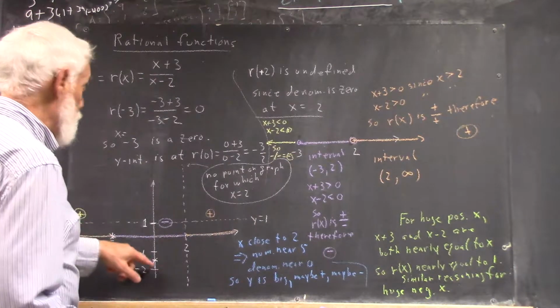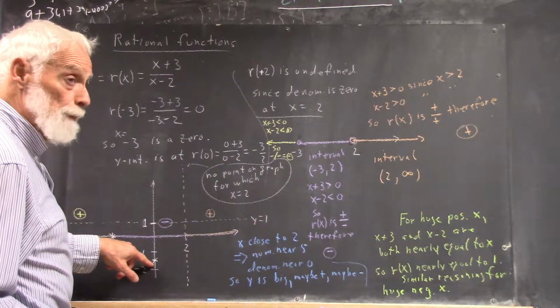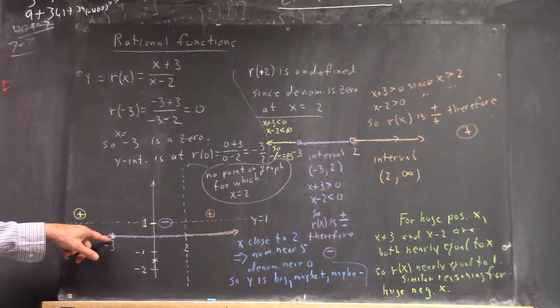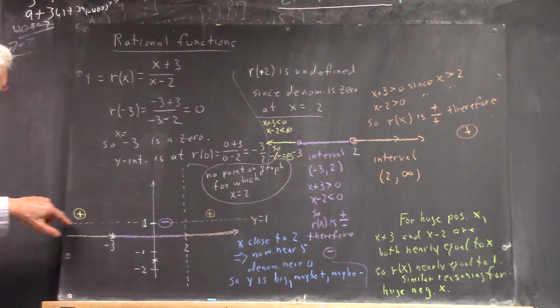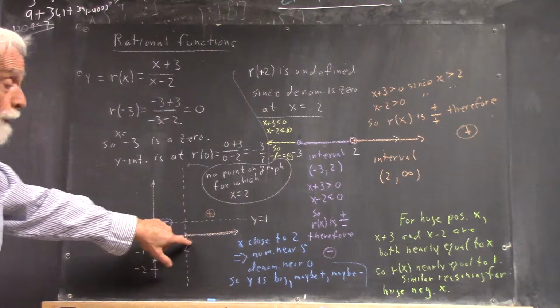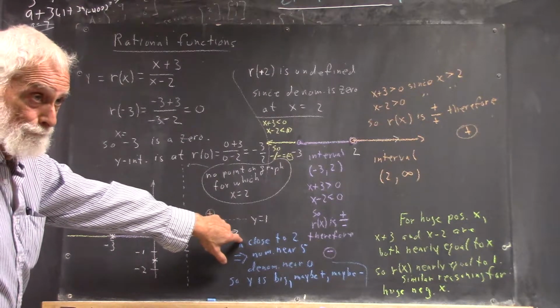So we've got to go through these points. Let's just start with that. We can't go through the x-axis anywhere except here. It's got to be positive on the yellow interval, negative on the purple interval, positive on the orange interval. Okay?